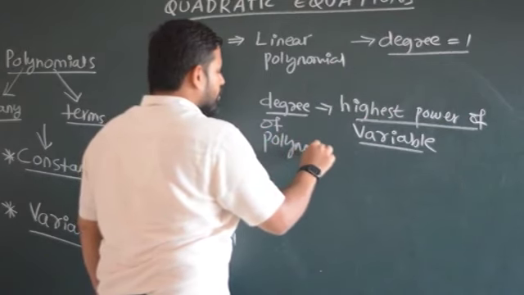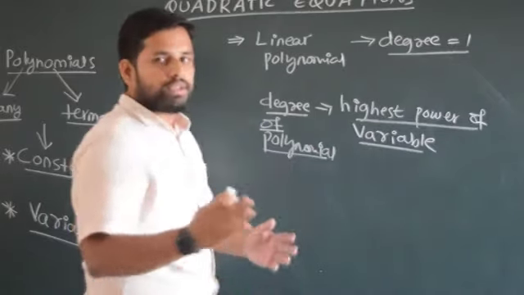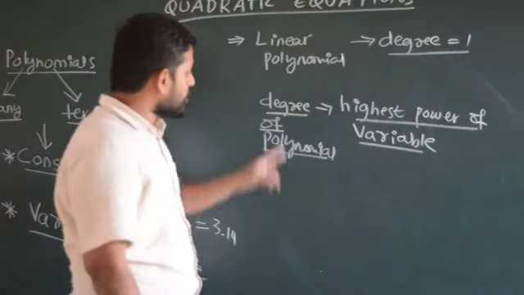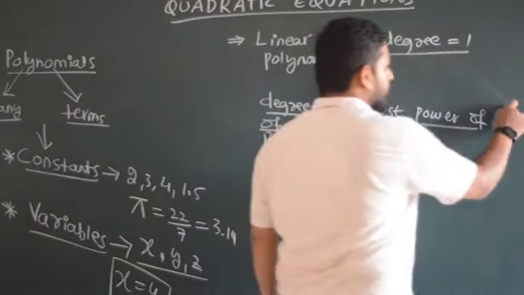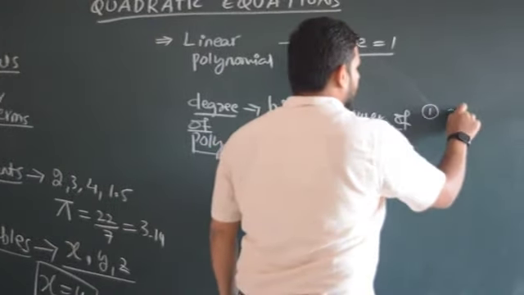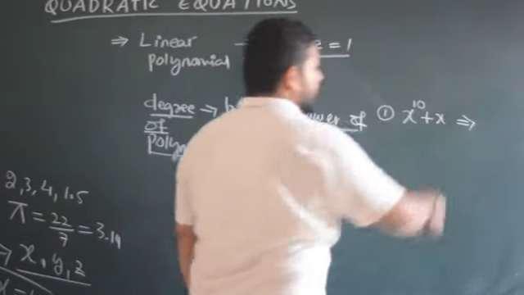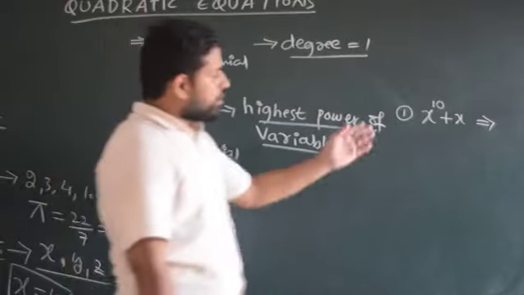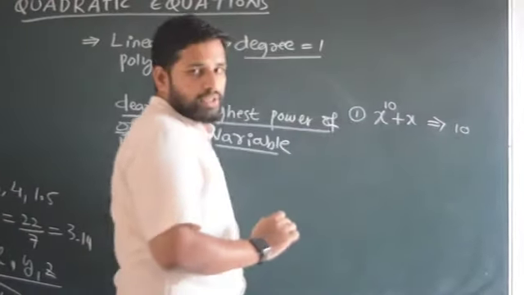Already these things were taught in the last session. In 9th standard you have learned all these things. In 10th standard also you will keep on learning all these things. So degree of polynomial means the highest power of variable. Let me give you an example. The first example is, if I write x to the power 10 plus x, what is the degree of this polynomial? Tell me, my dear children. The degree of this polynomial is going to be 10. Why? Because the highest power is 10.